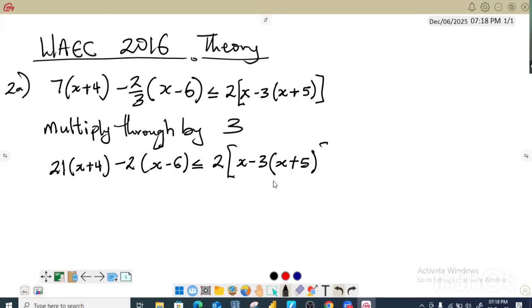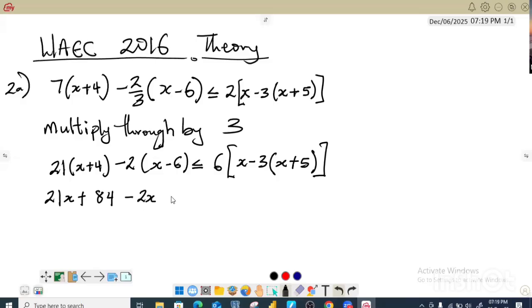Now, if we multiply through by 3, we multiply the other side by 3 as well. We are going to have 6 here. So you can open the bracket now by having 21x. 21 times 4 will give us what? 84.